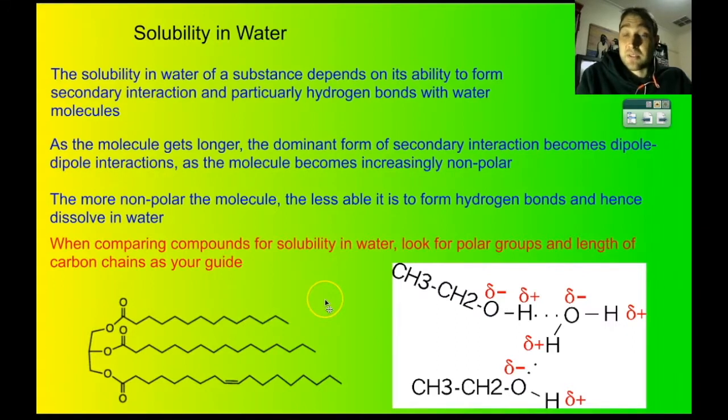So when you're looking at solubility, you're going to be comparing normally one compound with another. You're looking at the length of the carbon chain and the number of functional groups that can make a secondary interaction with water.